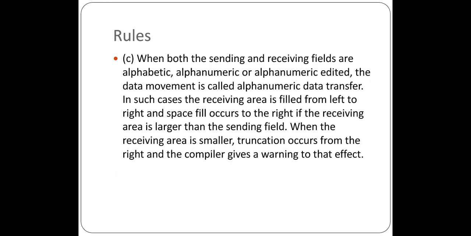And then the next one, when both the sending field and receiving fields are alphabetic or alphanumeric edited, the data movement is called alphanumeric data transfer. So here, for example, we have identifier 1 to the left of your data movement verb, and then to the right of the data movement verb we have identifier 2 and then identifier 3.